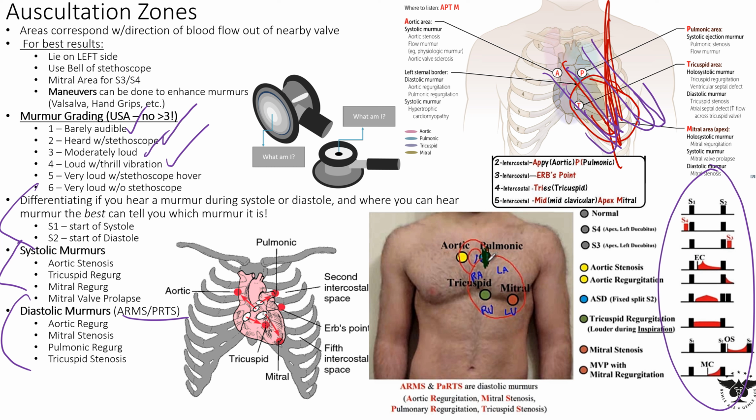And where should you hear? Where will you hear the murmur the best? On your stethoscope, on this side or this side? A or B? You're going to hear best on B, for bell.